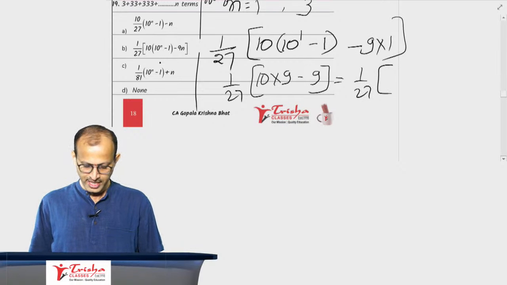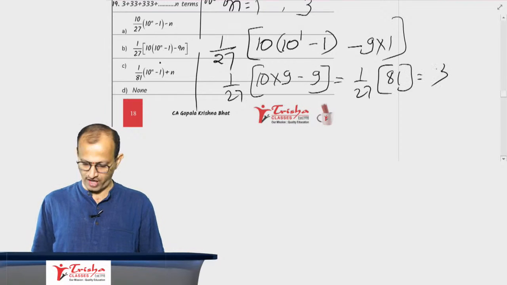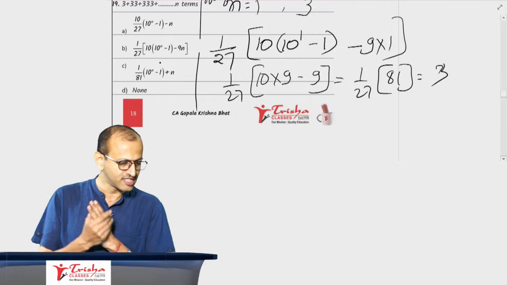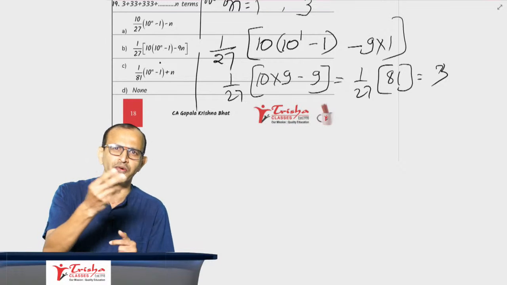Can all of you tell me? 10 into 9, 90. 90 minus 9, 81. So 81 by 27. First, whether you got 3. 81 by 27, whether you got 3. Easy, no? Damn easy. Put n is equal to 1.